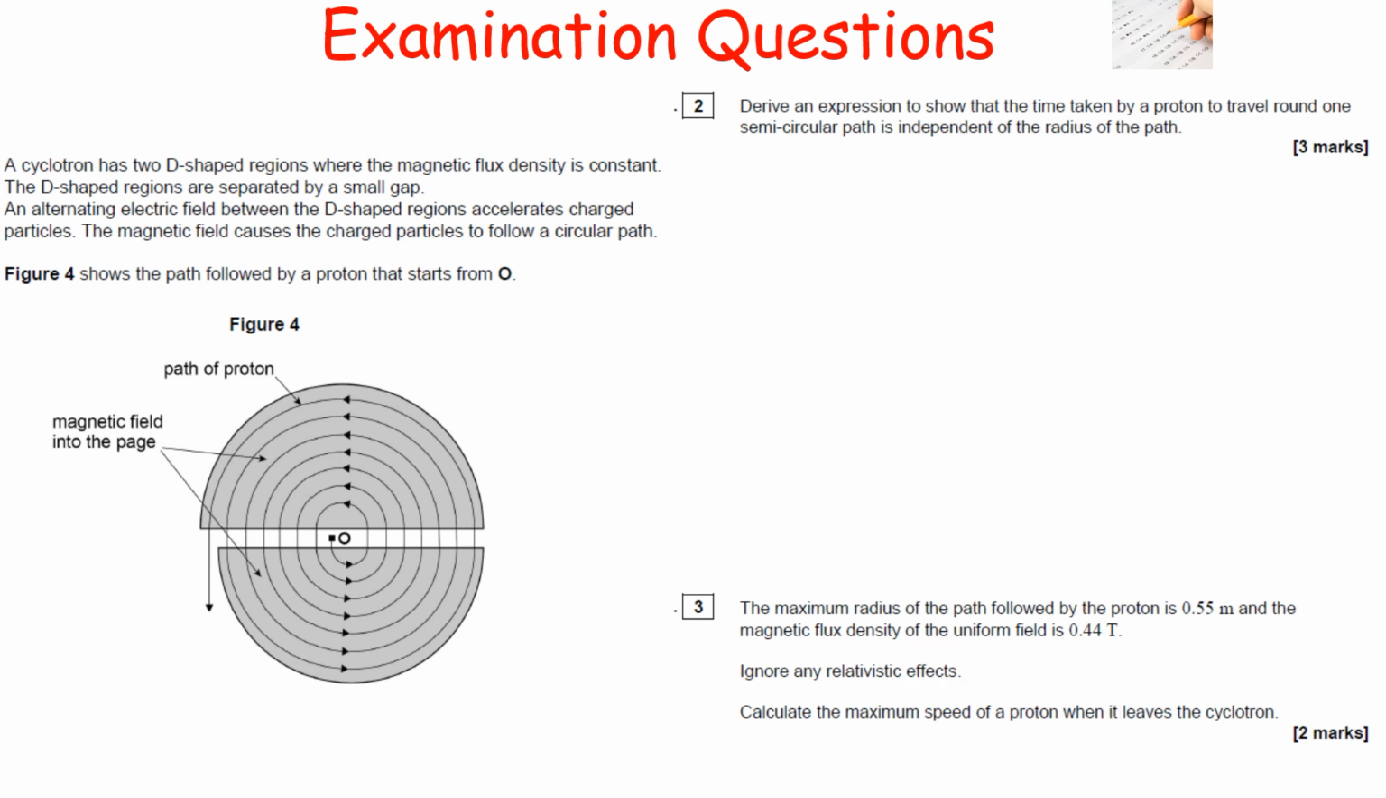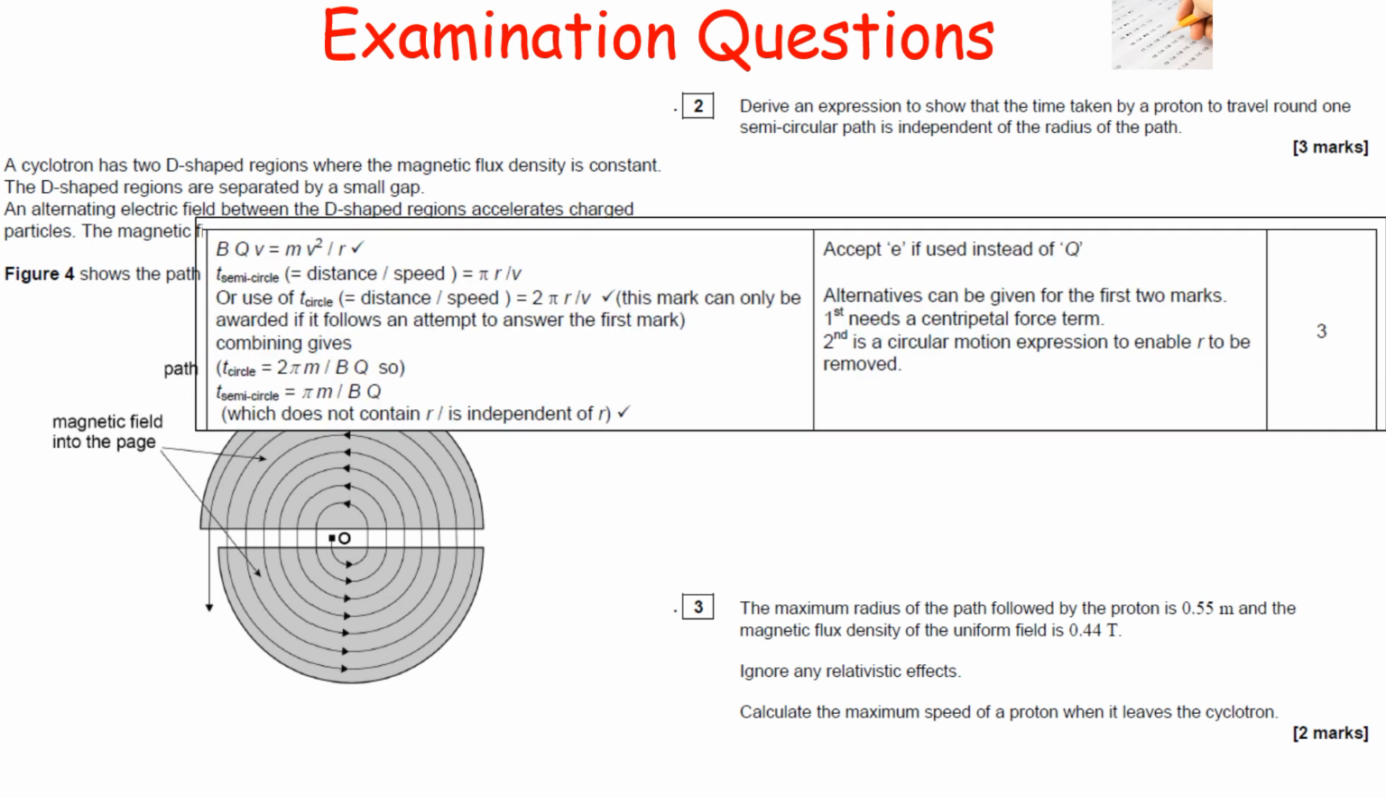Right, in this first one you've got to prove mathematically that T does not include r in the equation. Now when you've got this particular setup, you know that the centripetal force in this example is the magnetic force, because the magnetic force is acting perpendicular to motion, so it has to be the centripetal force. So we can say that the general centripetal force equation is mv squared over r. We know that the equation for the magnetic force on a charged particle is bqv, so we can straight away equate the two.